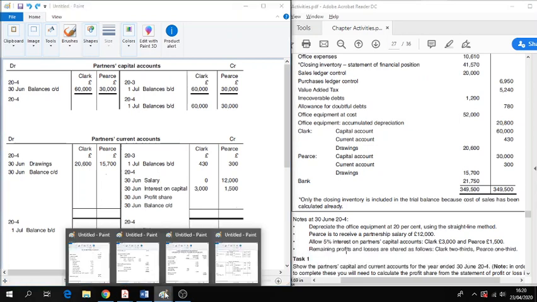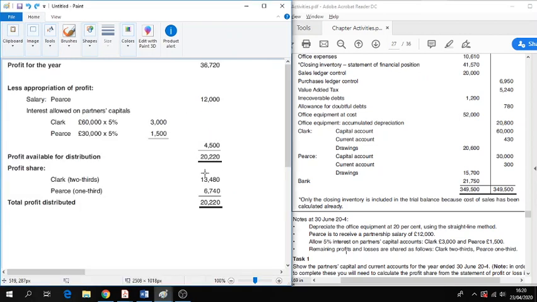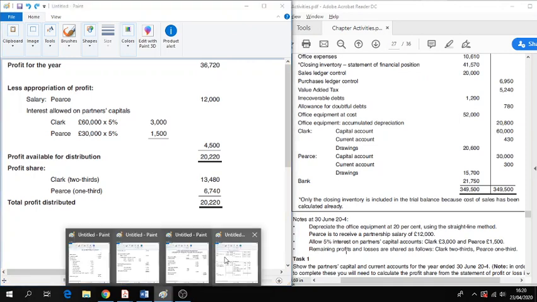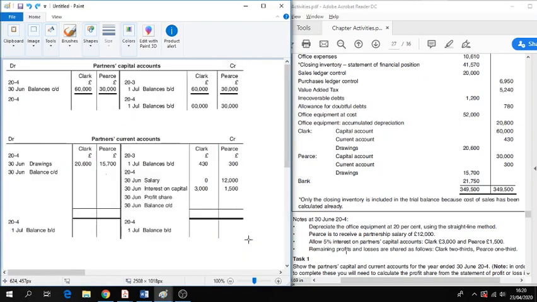So if I just go back to this, 13,480 and 6,740, they will come in to here. Let's have a look. There we are. And then we total up the debit side and the credit side. So 2,600, take it across to the other side, and difference above. Okay, and one more. There we are. Okay, so 20,600 total, take it across, difference above.